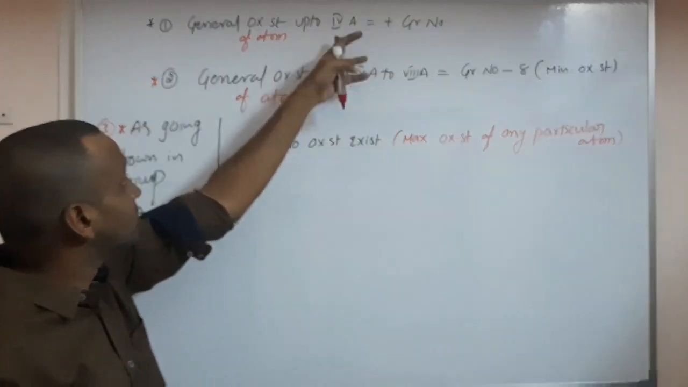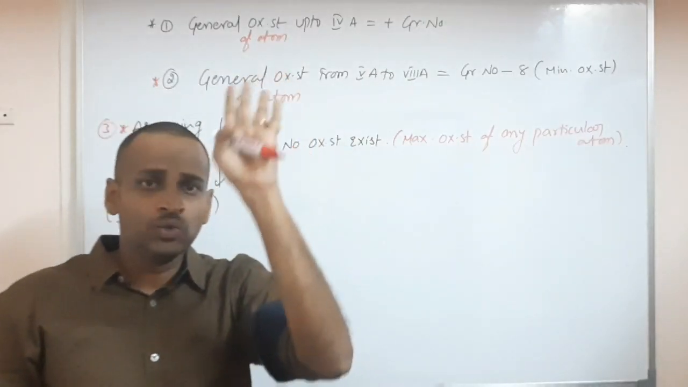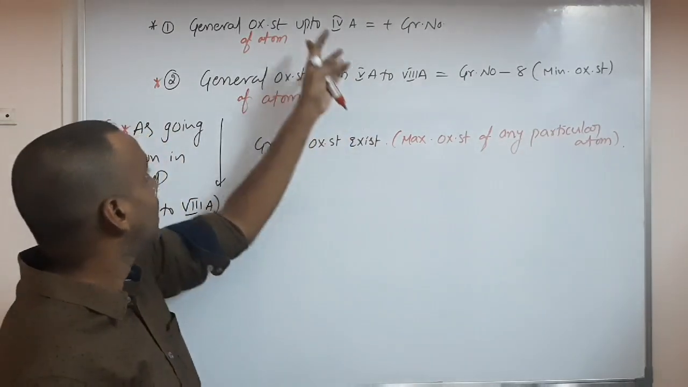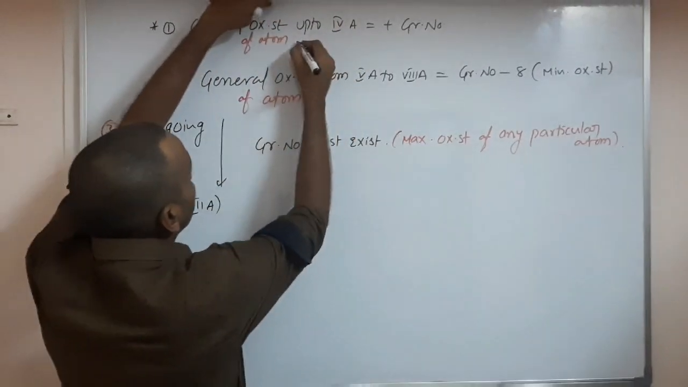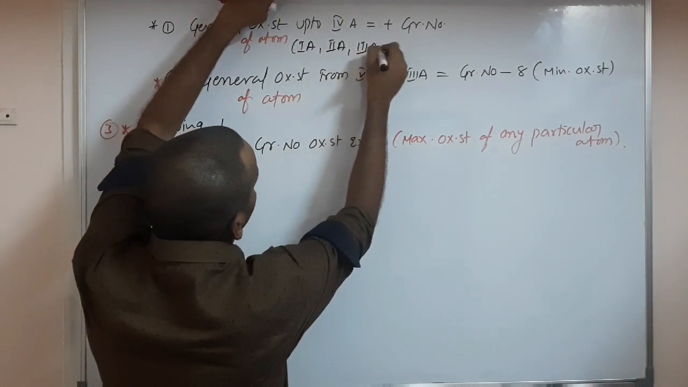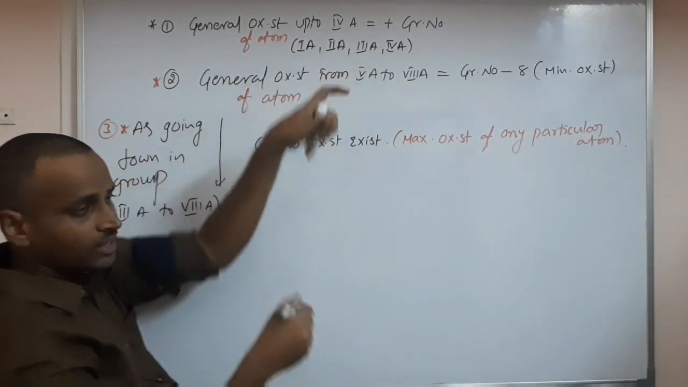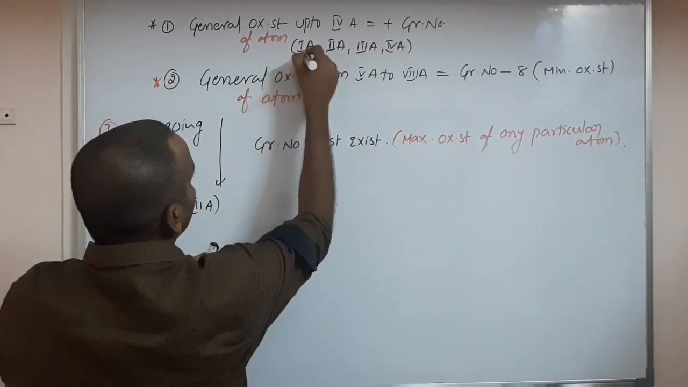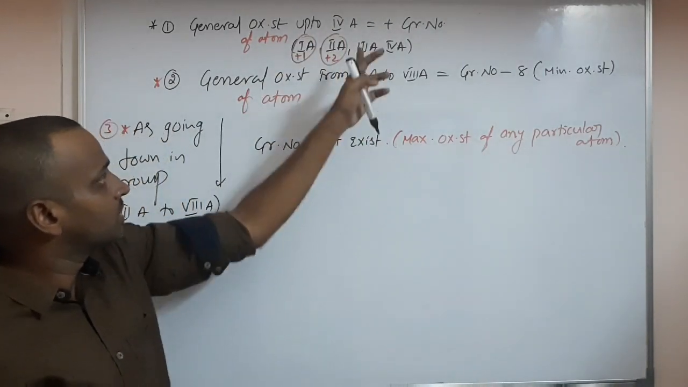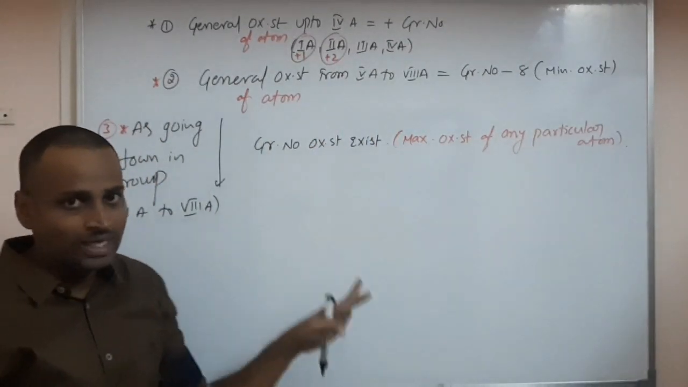And as going down from 3rd A and 4th A, 1A and 2A I already told you. 1A always exhibits +1, 2A always exhibits +2. But here, up to 4A, what is the meaning? 1A, 2A, 3rd A, 4A. 1A means always +1, 2A means always +2. These two forget. 3rd A and 4A exhibit group number as well as group number -2 as going down.